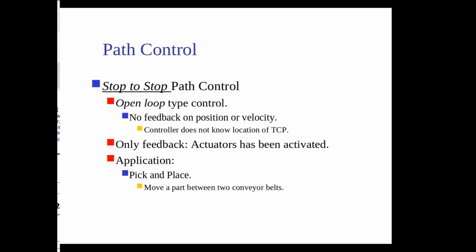Okay. Stop to stop is considered open loop type control. There's no real feedback to the controller on the position or the velocity. So we send it out and it moves, but we don't have any monitoring of any kind of disturbance or anything that's happening until the limit switches or whatever have been tripped.